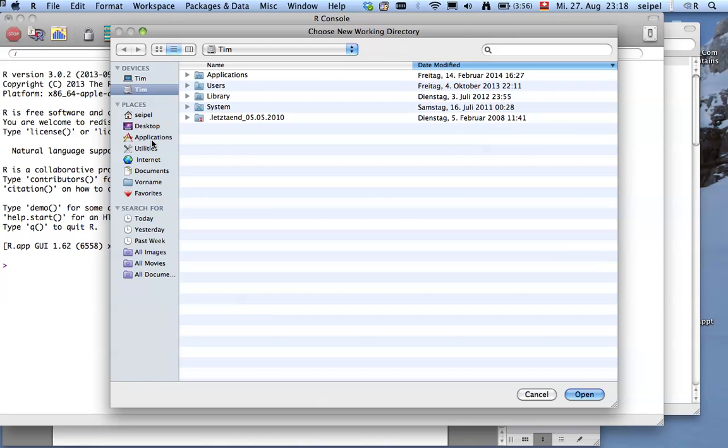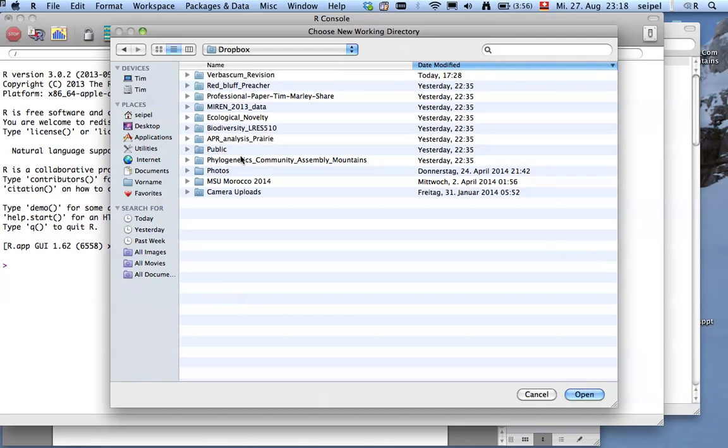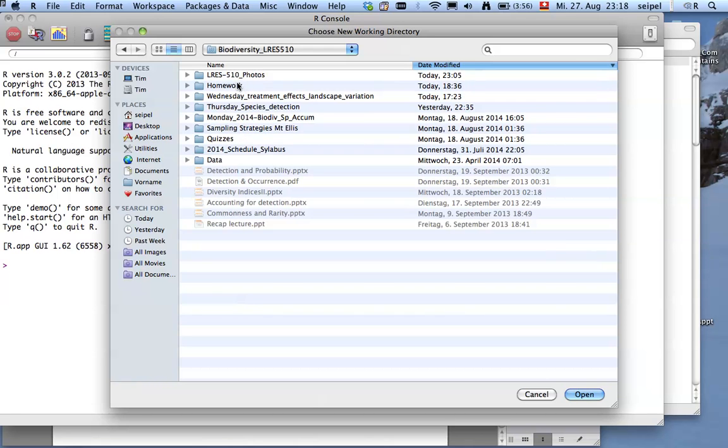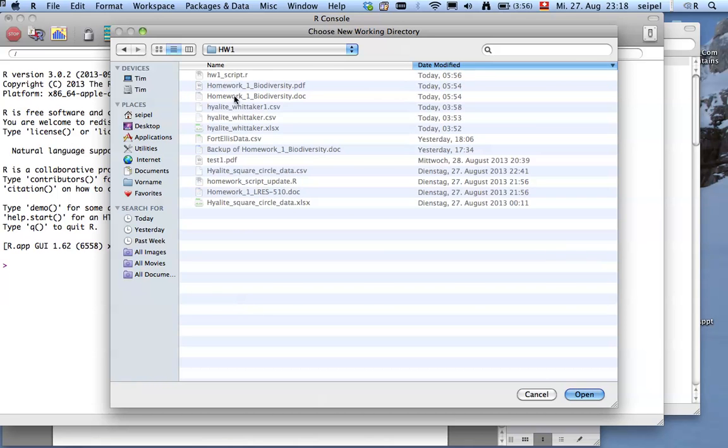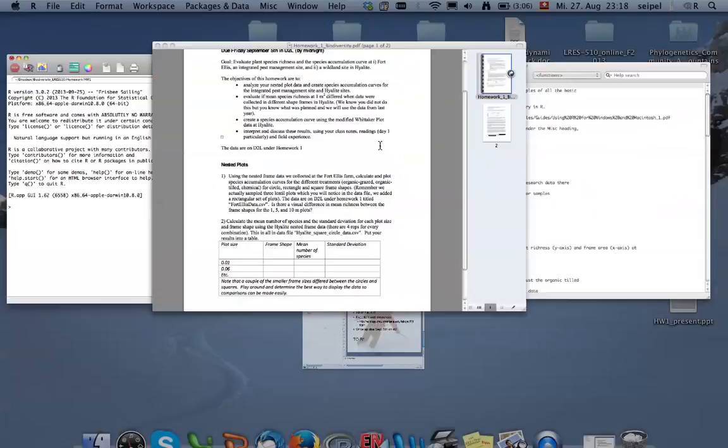and it'll open it up, and I know that I'm going to go over here and find my data, homework 1, and I can see most things in here, the homework script, the question, so I know I'm in the right directory, and I see all the data files. So I'm going to open that up, and you see now at the top right here it's set to where my data is. So you should always be able to see that and be able to check. So to the homework.